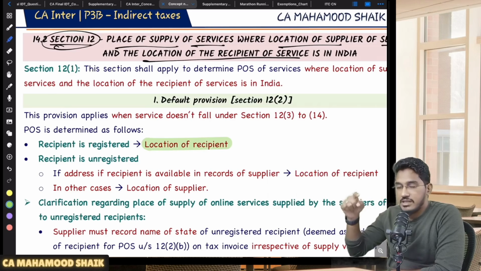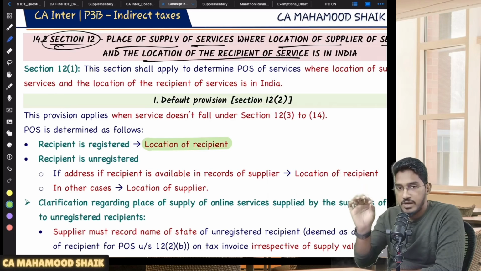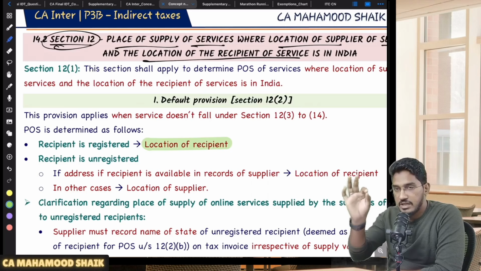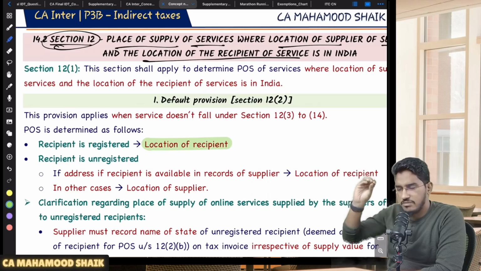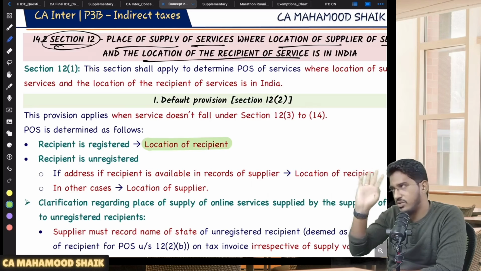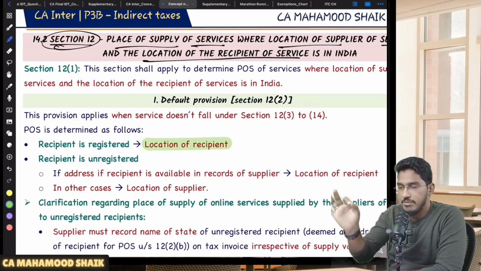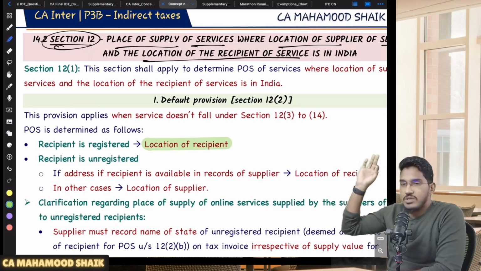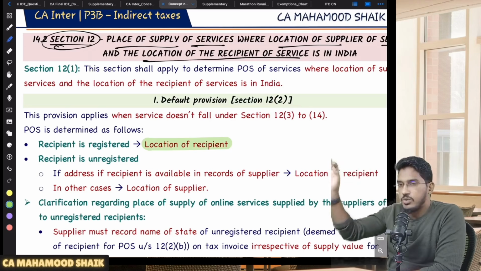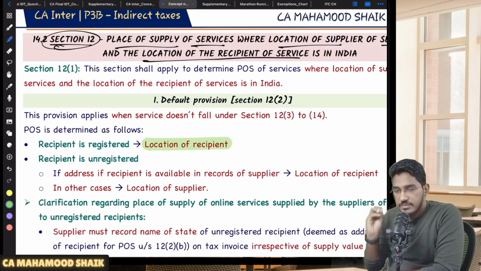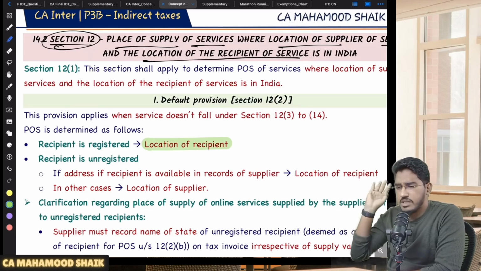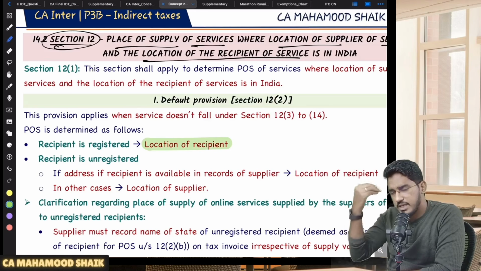So if my recipient is registered, no need to worry. Why? Because if the recipient is registered, he will have a GSTIN. I can go to Google, I can check the GSTIN number, and I will get to know his address, the location of the recipient. No headache at all. If you have the GSTIN number, you can go to the GSTIN portal, search the GSTIN number, and you will get to know the address of the recipient. So that's why if the recipient is a registered person, always location of the recipient, because with the help of the GSTIN number, we can easily find it out.